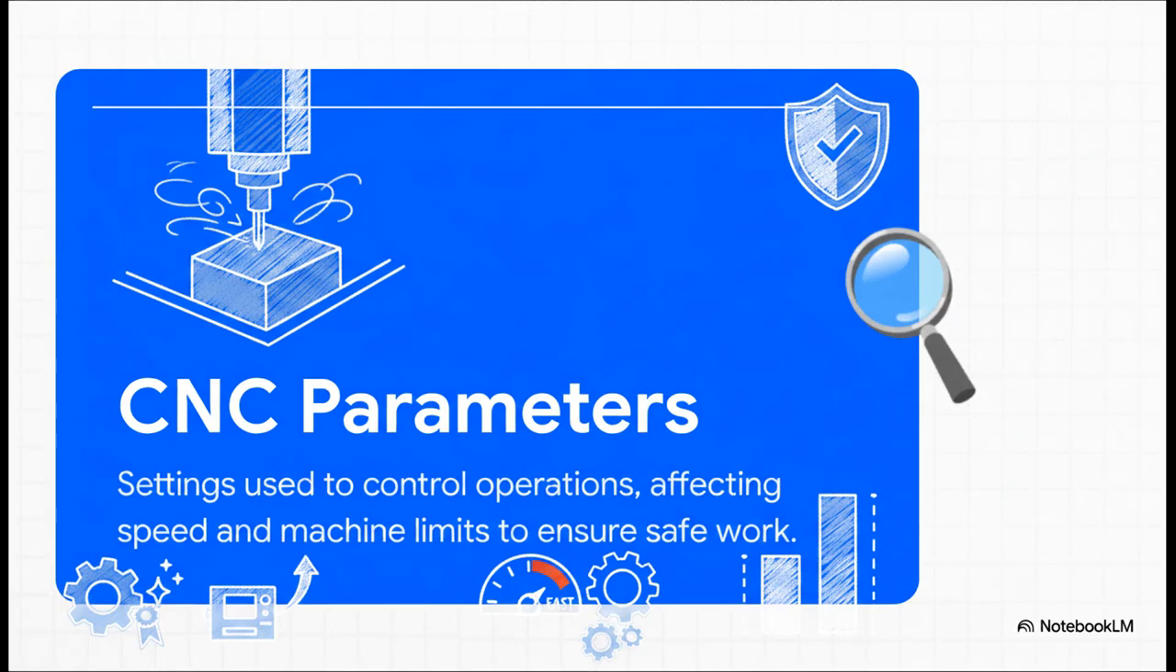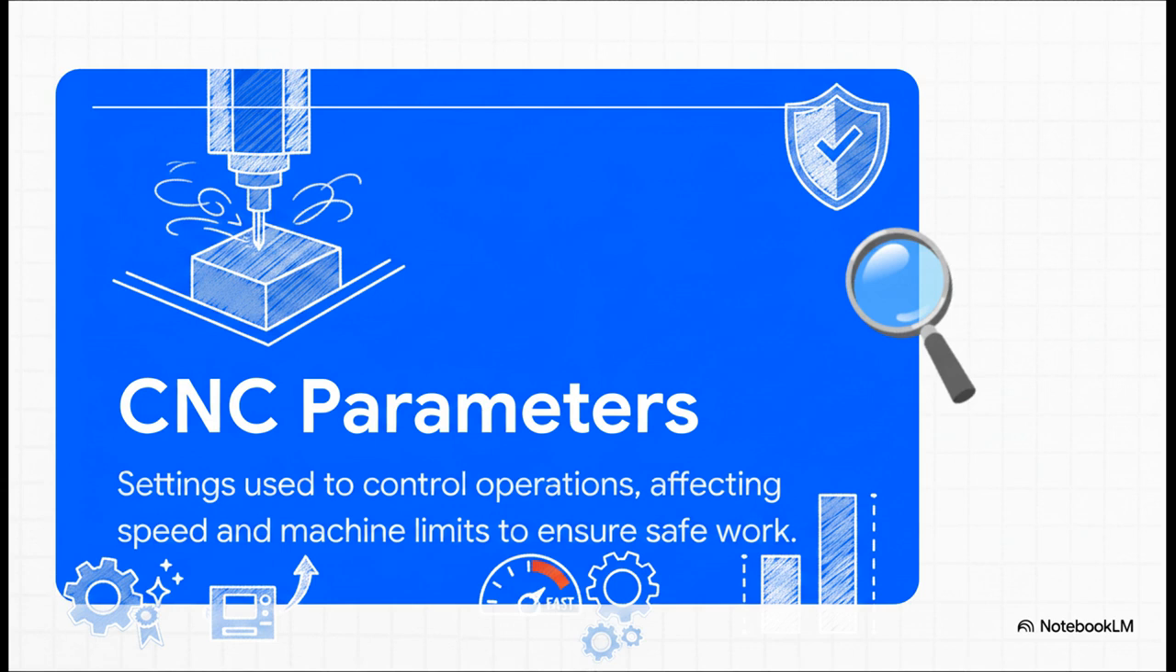Now, you might be wondering, what do we actually mean when we say parameters? In basic workshop terms, CNC parameters are simply the specific digital settings we use to control all of the machine's physical operations. They're the literal instructions that tell the machine exactly what to do. Think of parameters as the laws of physics for your specific machine. These numbers dictate the speed, the feed rate, how the tool moves through physical space, and even the strict boundaries or limits of the machine itself.